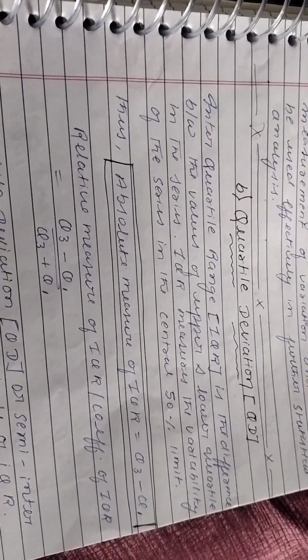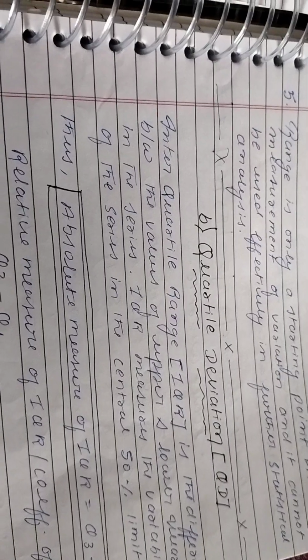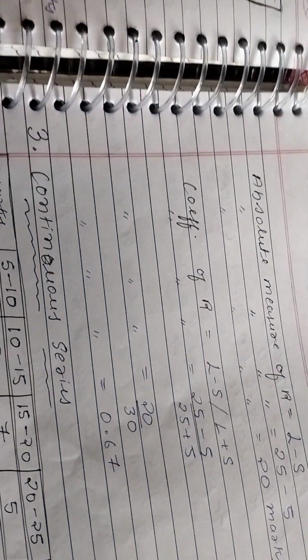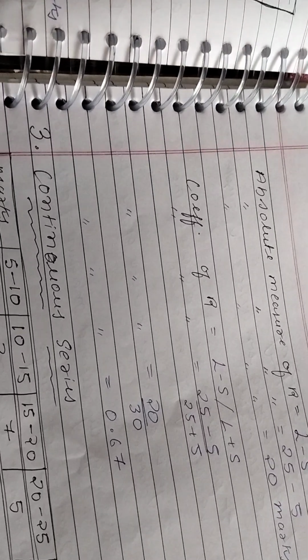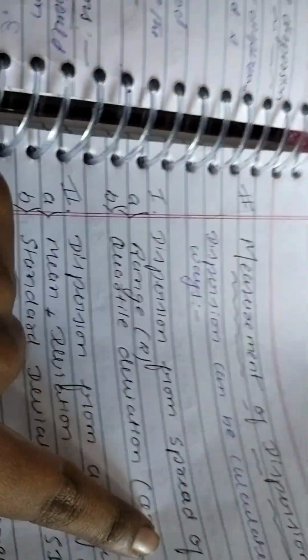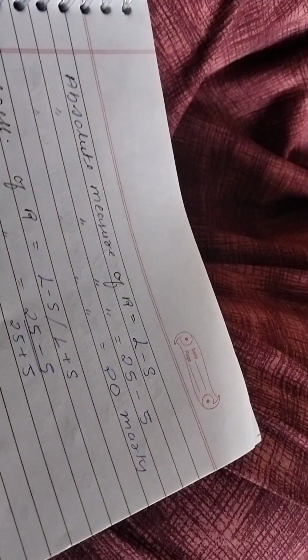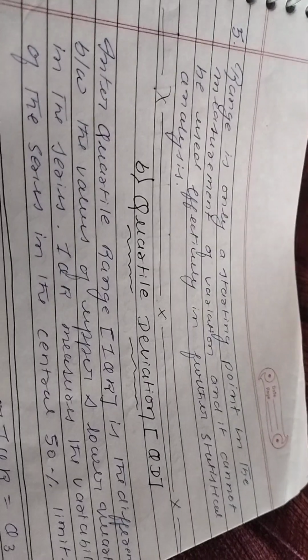Then we will move to the second topic, which is quartile deviation. This is also a part of the deviations which is taken directly from the observations, rather than first taking the average and then calculating how much this average is deviated from the others. Here we can see that this is the dispersion, the spread of the values. It is also one of the ways to calculate the dispersion if you are willing to calculate it directly from the values.